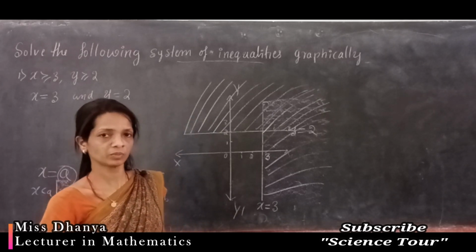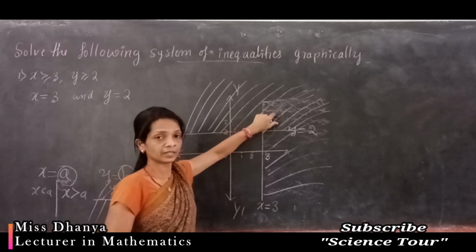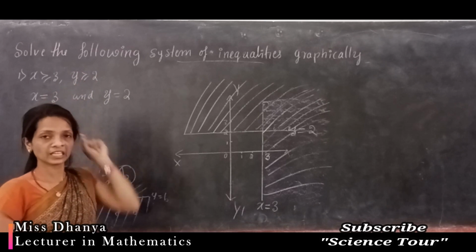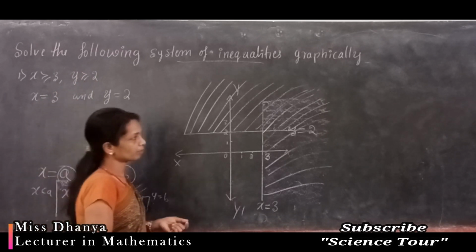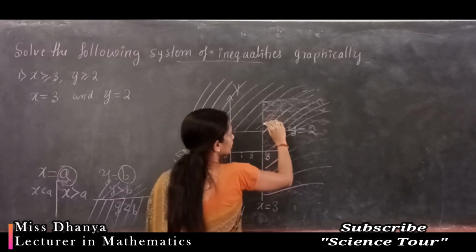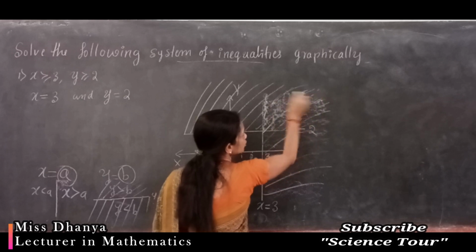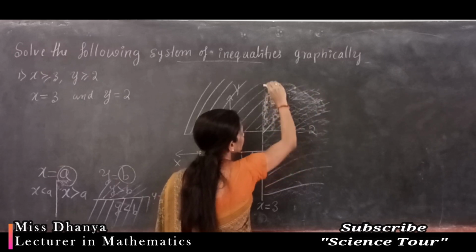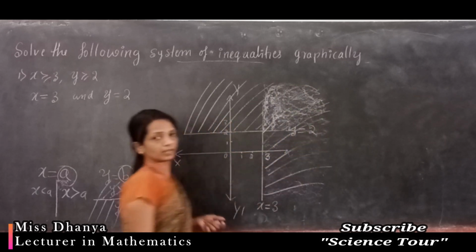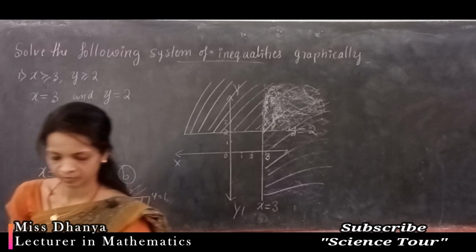Common solution region means in that region how many points are there? Those points are solutions of both these inequalities. So what is the common solution region here? That is this part. Okay, I'll shade that darkly. So in this region you can see both the shadings. So this is the common solution region of the system of inequalities. Okay, thank you.